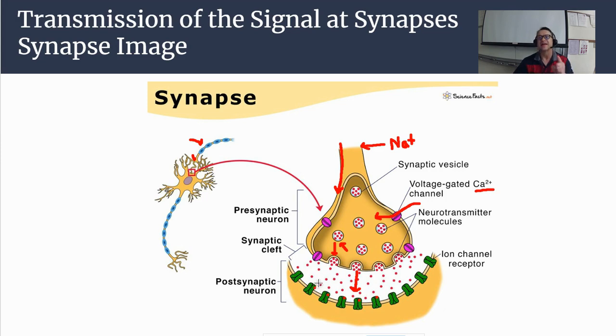Remember, these are called ligand gated channels because they open or close due to a specific neurotransmitter. And when these neurotransmitters bind with these ligand gated channels, they open up. When they open up, they allow sodium to start creeping into the neuron, positively charged sodium. In this case, it's almost always positively charged sodium coming into the neuron. That's going to start to depolarize that neuron.